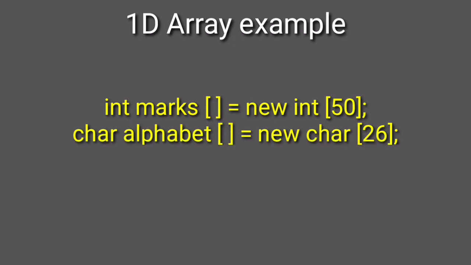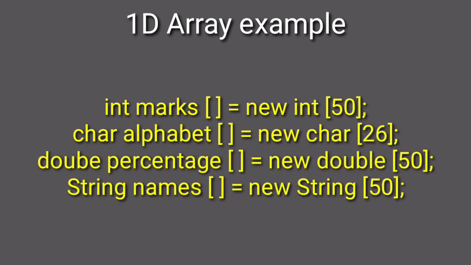And now here we have examples of a 1D array. For example, an integer marks array is created with new int 50. 50 is the size of this array, so this marks array can store 50 integer type elements. Then a character alphabet array can store 26 alphabets. A double percentage array can store 50 double type elements. And a string names array can also store 50 string type names. These are examples of a 1D array. As you can see, the size is in one dimension only.